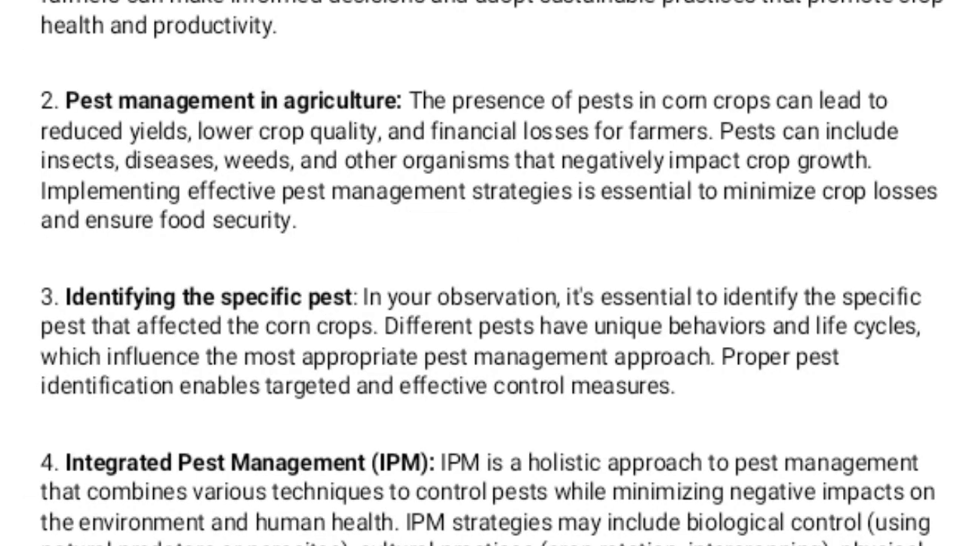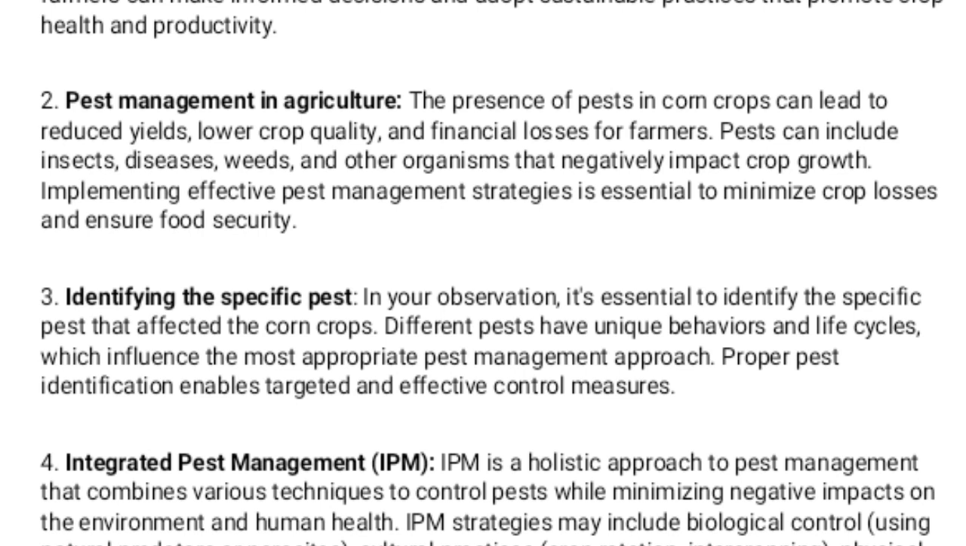Number 2, pest management in agriculture. The presence of pests in corn crops can lead to reduced yields, lower crop quality, and financial losses for farmers. Pests can include insects, disease, weeds, and other organisms that negatively impact crop growth. Implementing effective pest management strategies is essential to minimize crop losses and ensure food security.